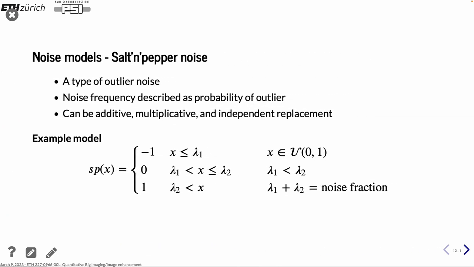The salt and pepper noise is the outlier noise. Typically, you describe it as you have a uniform distribution of some random variable. If the random variable is below a value, then we set it to -1. If it's above a value, then we set it to 1, and in between we have just zeros. And the lambda 1 plus lambda 2 is the noise fraction in this salt and pepper noise.